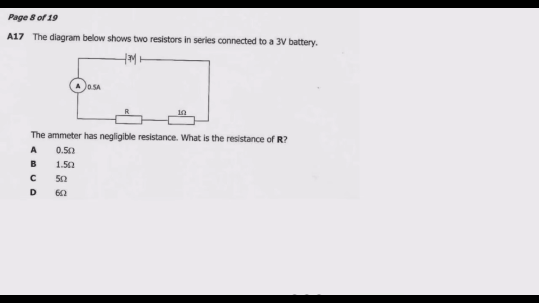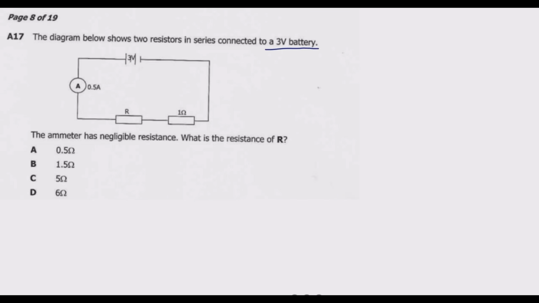We look at question 17. The diagram below shows 2 resistors in series connected to a 3-volt battery. The ammeter has a negligible resistance. What is the resistance of R? So we need to understand the circuit. This circuit is a series circuit. We are told that we need to find the resistor R. We are told that this is the voltage.